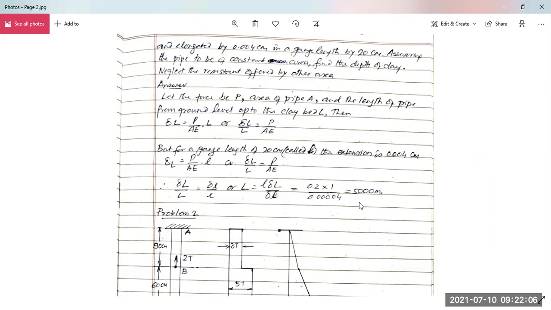So we have got this problem where you can use only the formulas of uniaxial stress itself. Let us go to another problem.